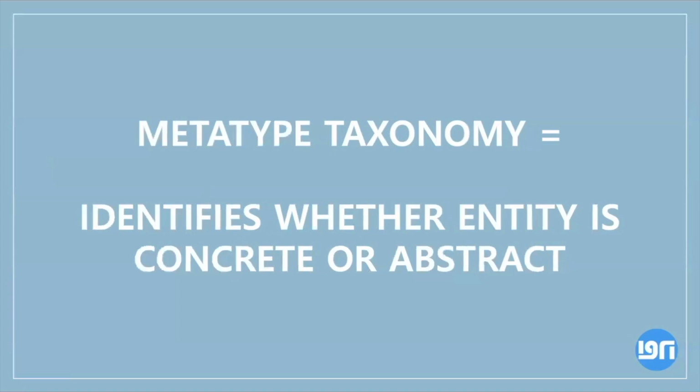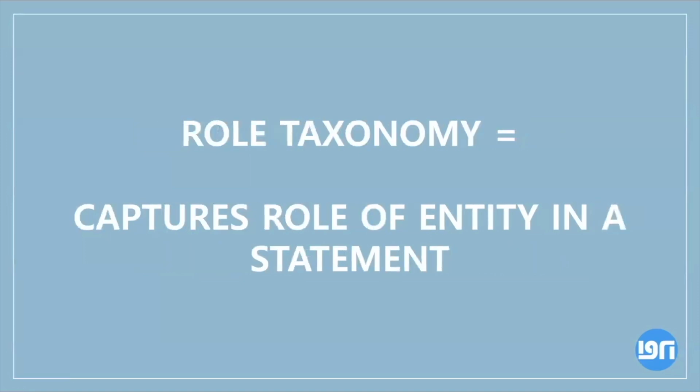The metatype taxonomy allows us to identify whether an entity is something concrete, for example, a grant program, or abstract, for example, a belief or value. In this way, we can distinguish between institutional statements dealing with tangible, observable matters versus statements rooted mainly in mental concepts. The role taxonomy captures the role that an entity occupies within an institutional statement.